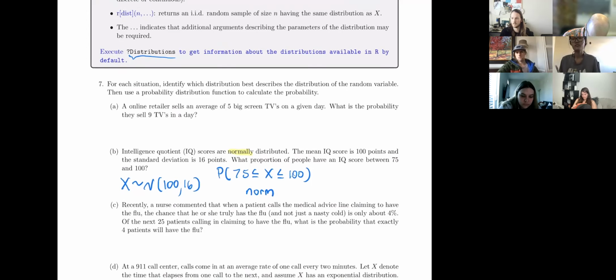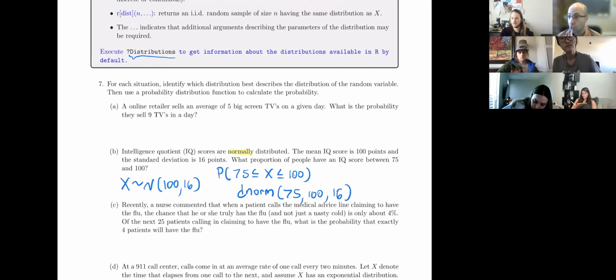So if I were to do something like dnorm, first is going to go in some value for x, 75, 116. And then after that come however many parameters we need to establish what the distribution is. For the normal distribution, there are two parameters, the mean and the standard deviation. If I were to enter this into R, what would I get?